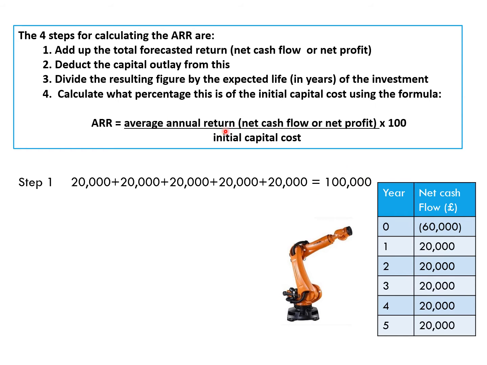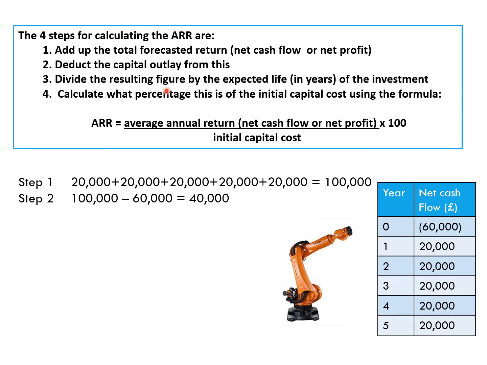Okay, step 2, deduct the capital outlay from this figure. So we need to now deduct the 60,000. So our net total return is 40,000. Okay, that's the net return that we're going to get from the project.